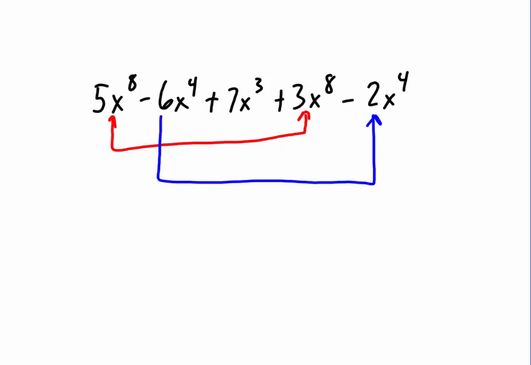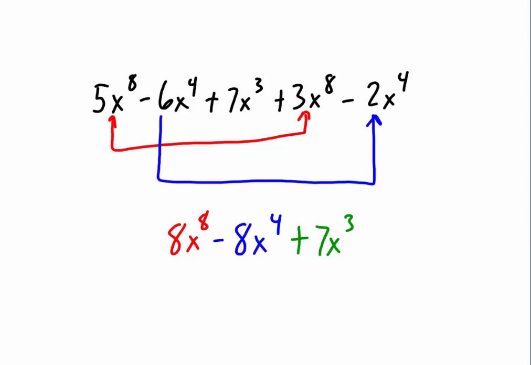There's only one x to the 3rd, so there's nothing to combine it with. But here on the red, we've got 5x to the 8ths and 3x to the 8ths. That's like 5 apples and 3 apples. So that's going to be 8x to the 8th. Notice the exponent does not change here. On the blue ones, we have negative 6x to the 4th and a negative 2x to the 4th. So that's going to turn into a negative 8x to the 4th. And then since there's nothing to combine the x to the 3rds with, we just have a plus 7x to the 3rd, and that's all that's going on there. So we just have to make sure that we understand that we can only combine like terms. We can never add and subtract when the exponents are different.